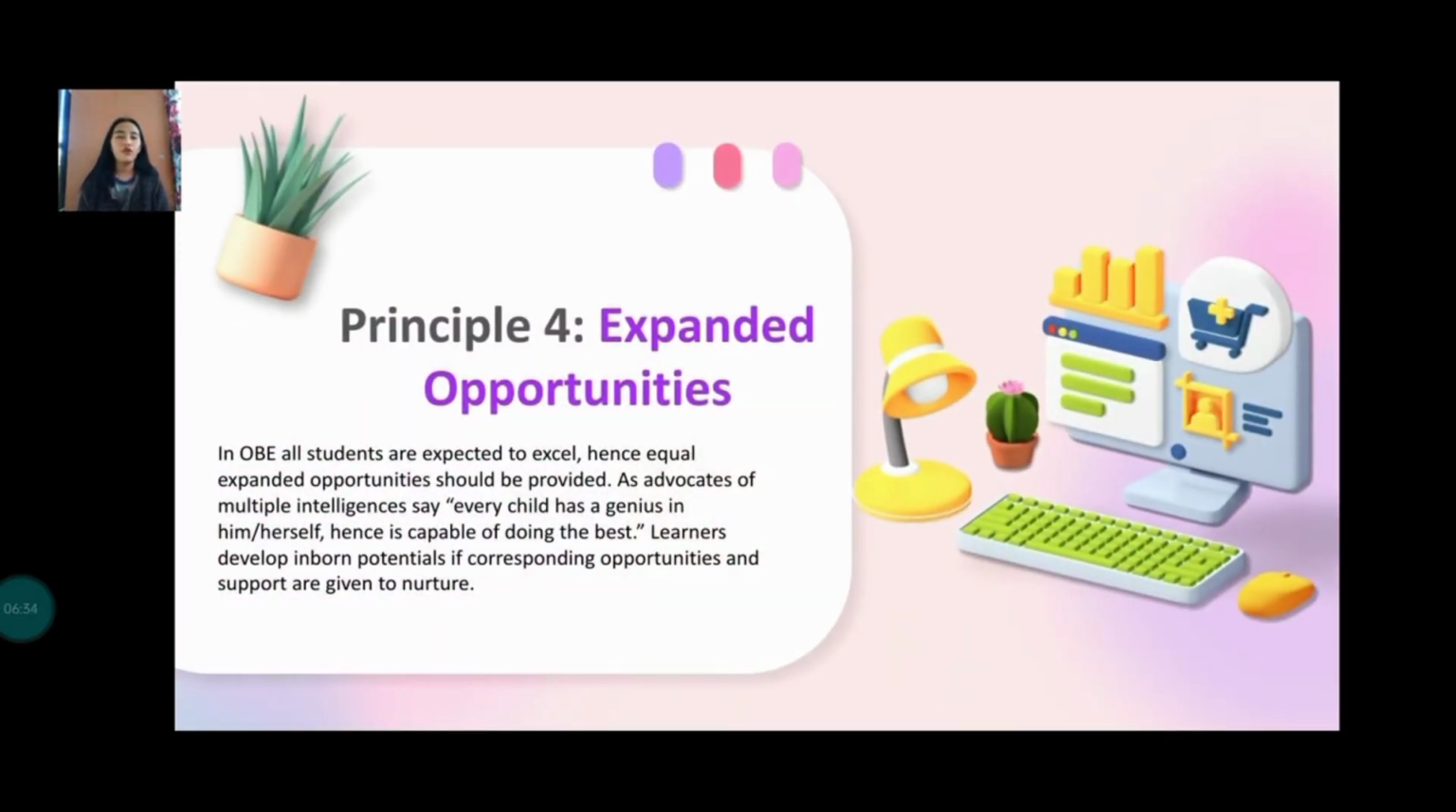So, Principle 4, Expanded Opportunities. In OBE, all students are expected to excel. Hence, equal expanded opportunities should be provided. As advocates of multiple intelligence say, every child has a genius in him or herself, hence is capable of doing the best. Learners develop inborn potentials if corresponding opportunities and support are given to nurture. So all children have the ability, skills, and knowledge, which will be developed if they are given support and opportunity.